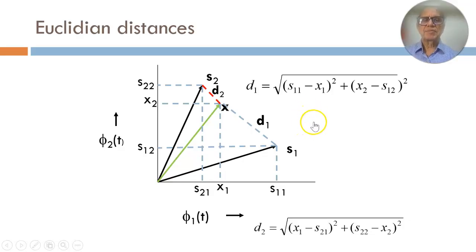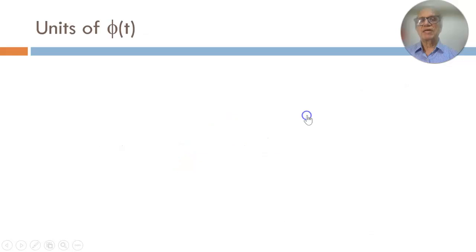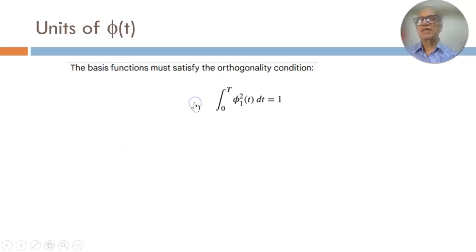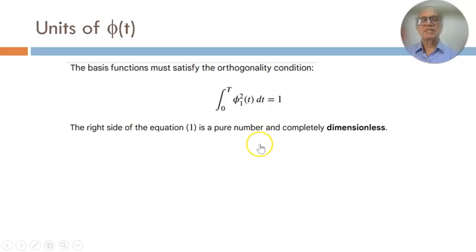Now we'll just clear up a point or two about units. So far we have not said anything about what the units of phi 1(t) are, what the units of S11 are, and so on. So let us clear that point up. So, units of phi(t). The basis functions must satisfy the orthonormality condition, that is, integral from 0 to T of phi 1(t) whole squared dt is equal to 1. Now this right hand side is dimensionless.